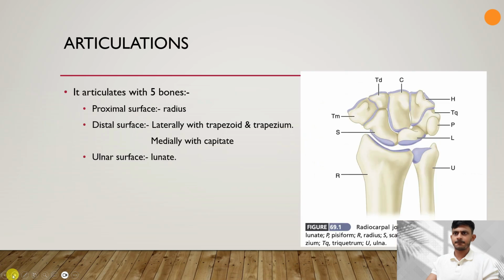Coming to the next slide. As you can see, it has 5 articulations. More distally it articulates with the trapezium and the trapezoid, two bones here. Medially it articulates with the lunate and the capitate, and more proximally it articulates with the radius along with the lunate. So the lunate and the scaphoid articulate with the radius.